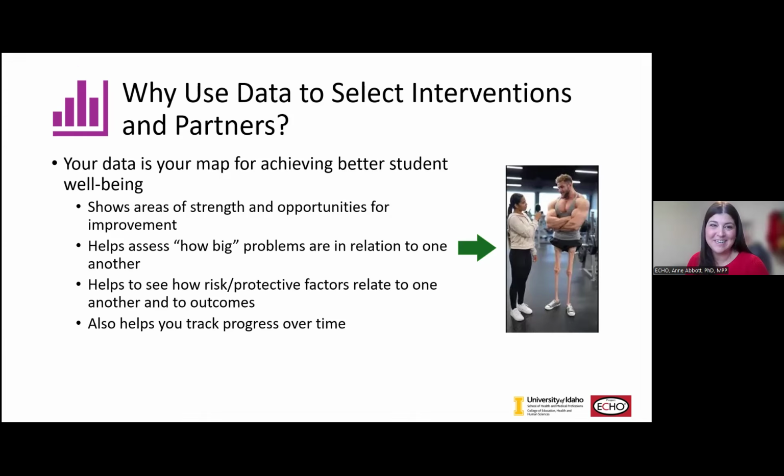Also, last but certainly not least, I'm a former program evaluator. I used to work with the CDC, right? Data helps us track progress over time, and that doesn't have to be scary. Next slide, please.